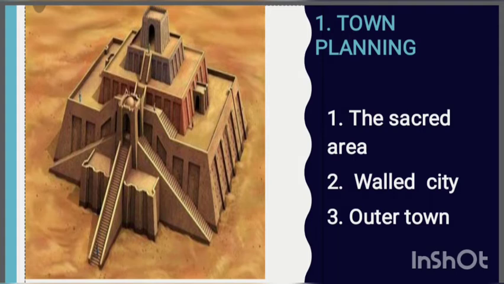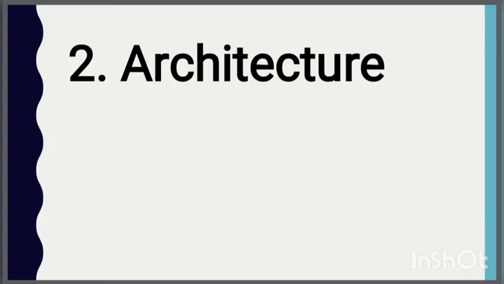The sacred area had the temple tower or ziggurat dedicated to the patron god of the city. There were smaller temples dedicated to other gods. This area also had the storehouse and the offices. People lived in the walled city and the outer town areas. Houses were built along the streets. Each house had a central courtyard with rooms around it.